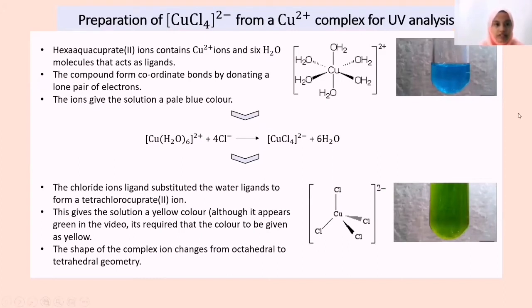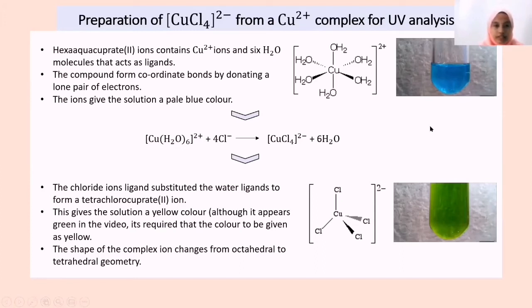From the second video is the preparation of CuCl4 from a Cu2+ complex for UV analysis. Hexaaquacopper(II) ions contain a Cu2+ ion as well as 6 water molecules that will act as ligands. The compound will form coordinate bonds by donating a lone pair of electrons. This will give the solution a pale blue color. You can see in the two diagrams the structure of the complex as well as its color.